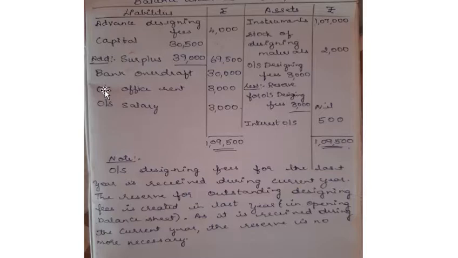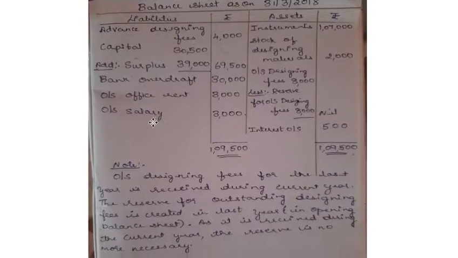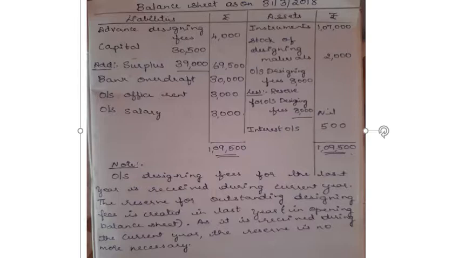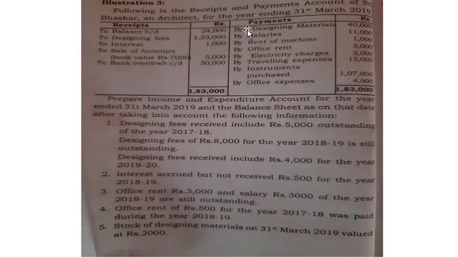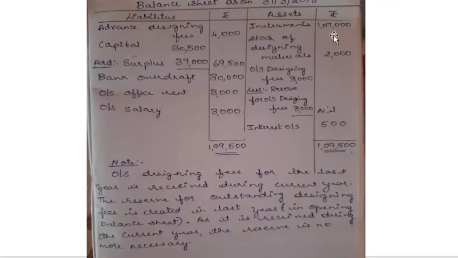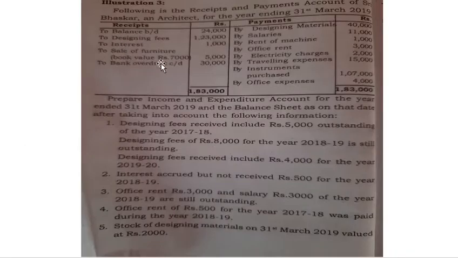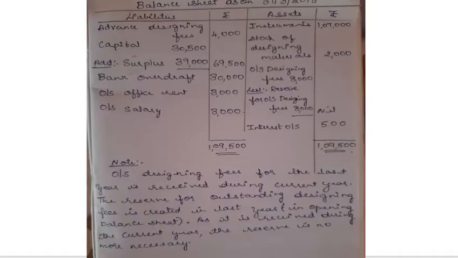Next, the balance sheet we have to prepare. So the balance sheet is done. You have to write all the amounts. You see the expenses side, if you come, we have not written here instrument purchased. So instrument purchased we will write 1,07,000. Okay, then come to the payment side. Is there anything? Now cash balance we have to write. Cash balance is the balance carried down. There is no cash balance, it is a bank overdraft, so write in the bank overdraft here 30,000.